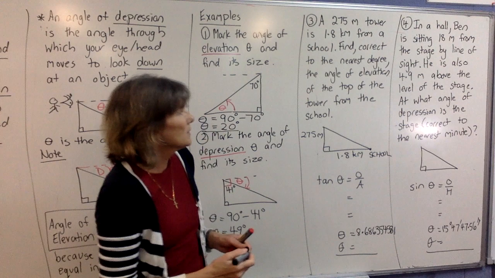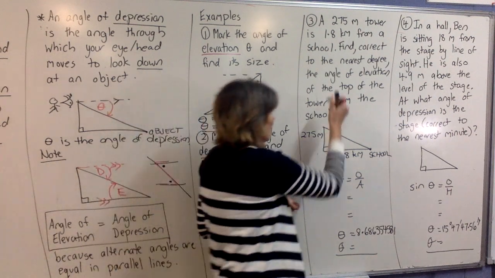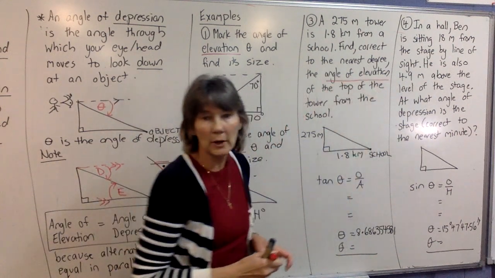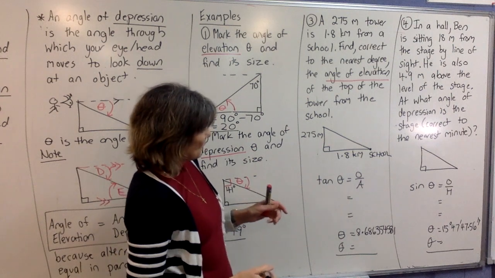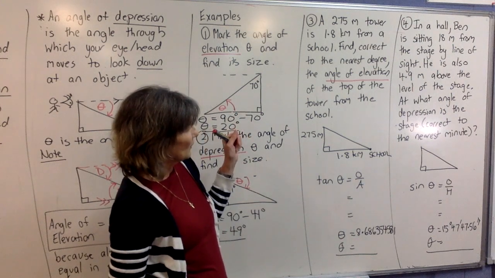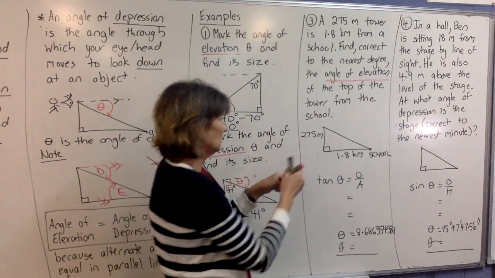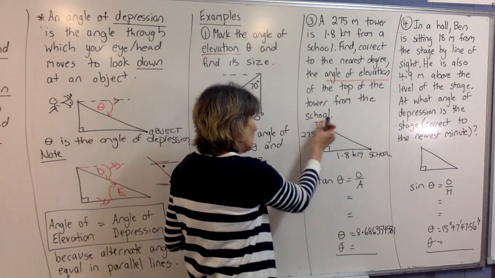All right, now the question says, find the angle of elevation. So we need to know how to mark that in. So remember, we're looking at the angle of elevation of the top of the tower, which is up the top here. That's the top of the tower.